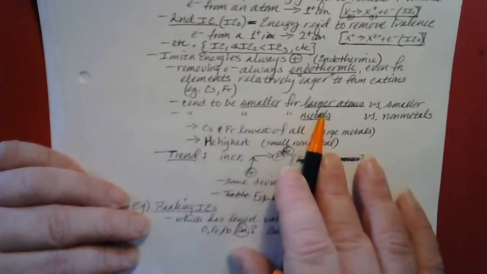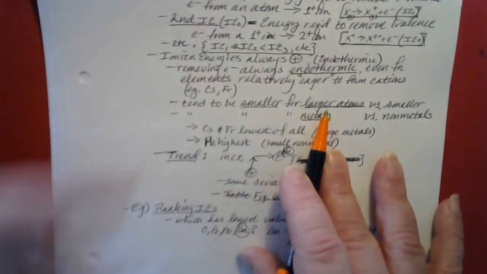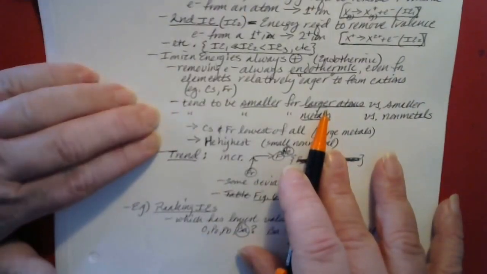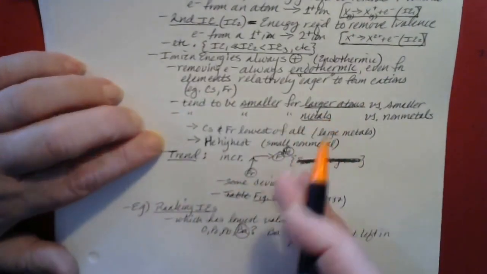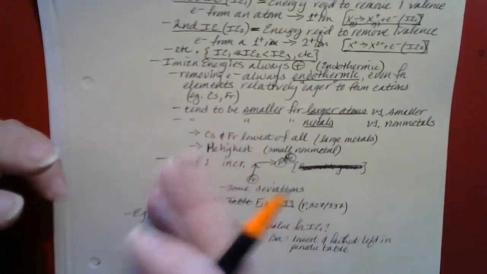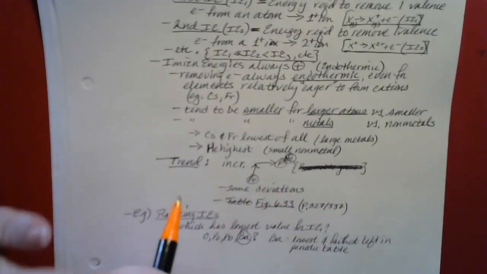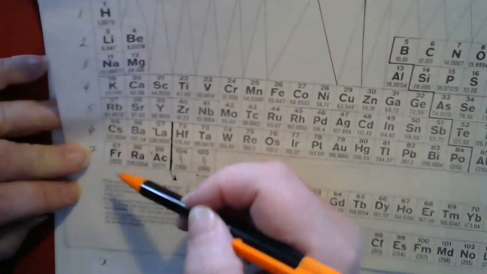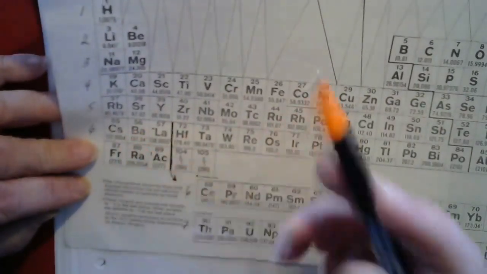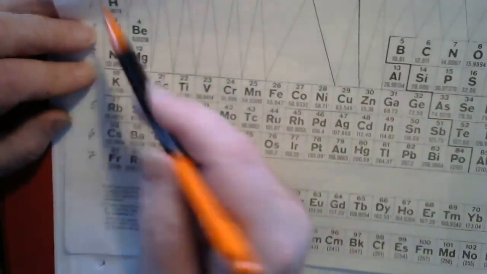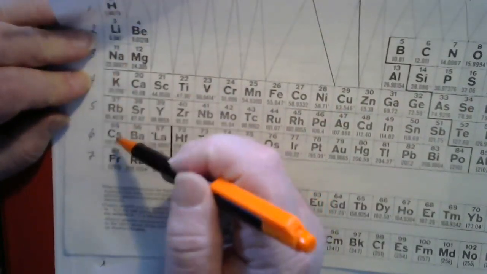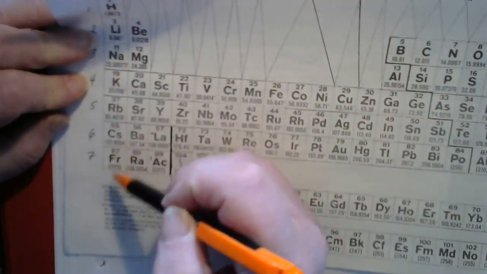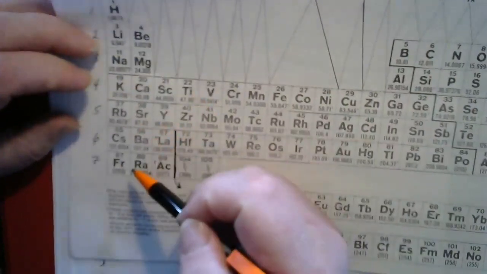Ionization energies tend to be smaller for larger atoms, which makes sense because in the larger atoms, the valence electrons are farther away from the nucleus, and there's more shielding because there are more core electrons. And so it's easier to get the valence electrons away. That's why cesium and francium have the lowest ionization energies of all, because they're at the bottom of group 1A, and so the valence electrons are fairly far away from the nucleus. They're in the 6th or 7th shell.